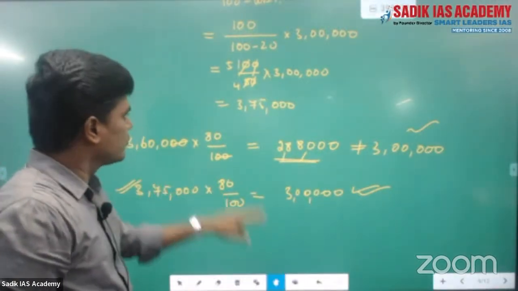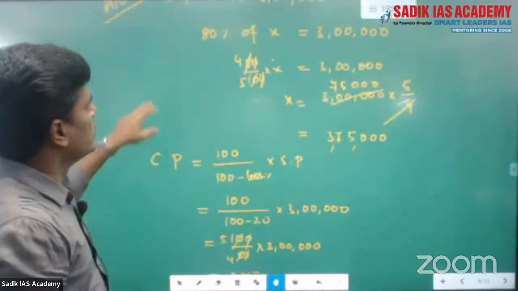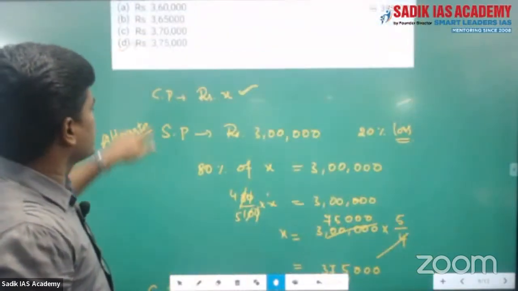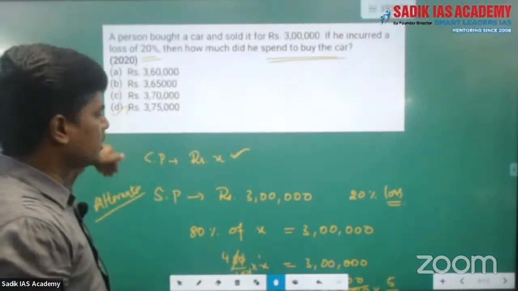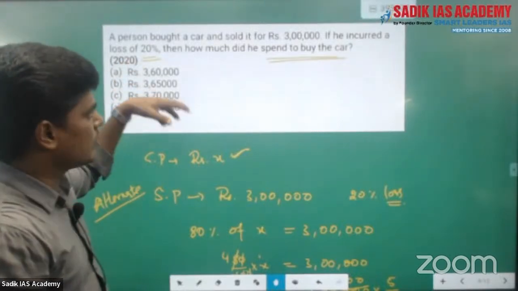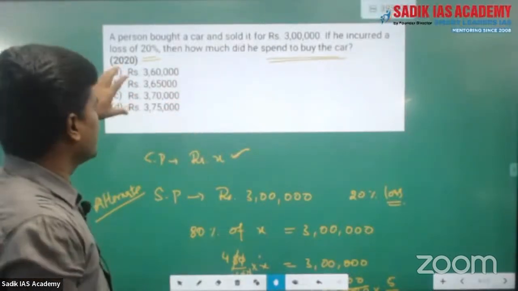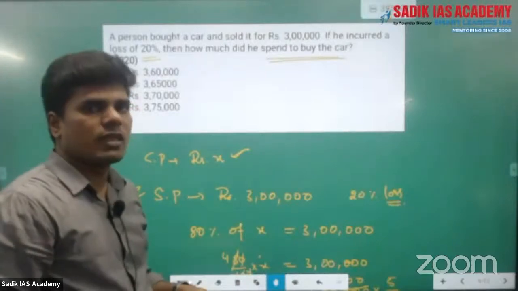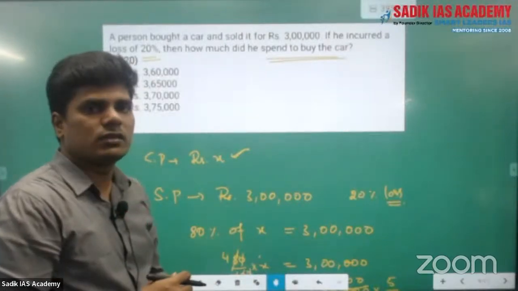So the same single question we can answer in 3 ways. Either you can approach with the alternative method, or a direct formula, or you can validate the options. So this is the other method.